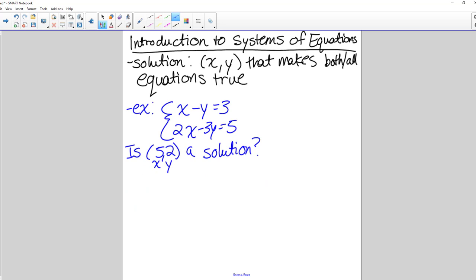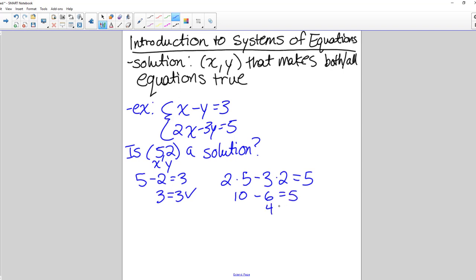So let's check this out. The first equation, x minus y, so 5 minus 2 equals 3. 5 minus 2 is 3. 3 equals 3, checks out. Then the next one, 2 times 5 minus 3y, so 3 times 2 should equal 5. So let's see if that checks out. 10 minus 6, is that 5? 10 minus 6 is 4. No, 4 does not equal 5.